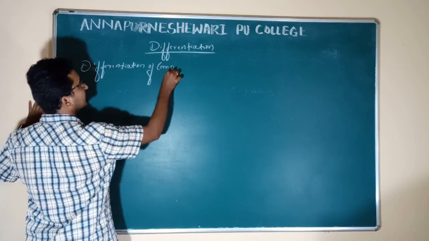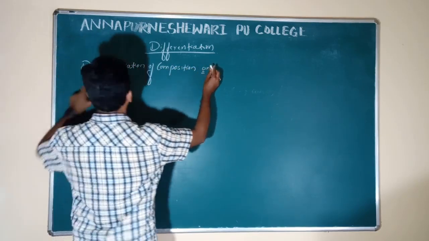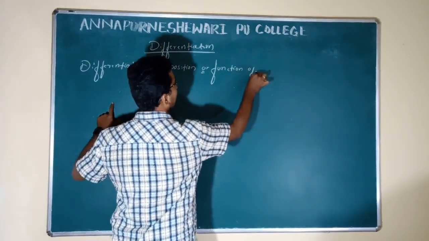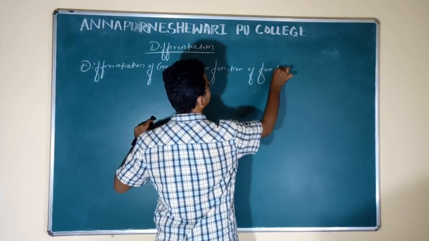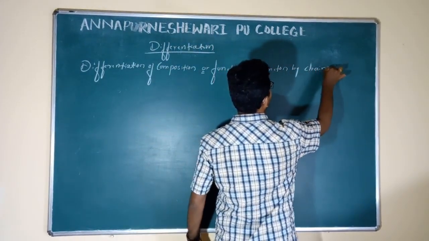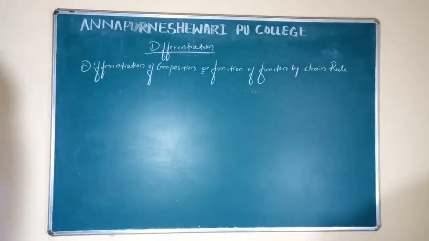differentiation of a composite function, or differentiation of a function by what? Chain rule. So in the chain rule, I am going to solve directly using some examples. By using some basic examples, I am going to continue.